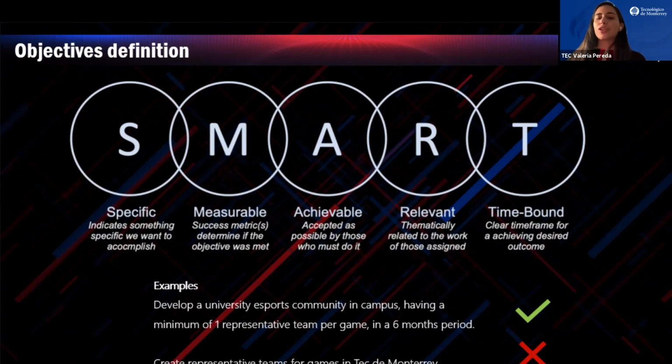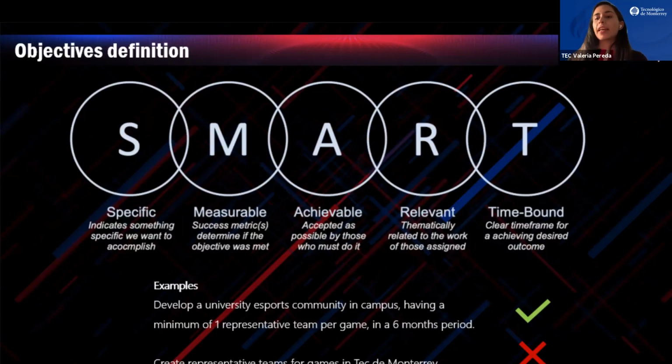Third would be that it's achievable. You have to really take into account that your objective is realistic. So for example, we would like to make 30 representative teams and that they would compete all over the world. Well, that's not really possible for us. Maybe for some universities it is, but for us it's not. So we really need to bound our own objectives on what we can do.